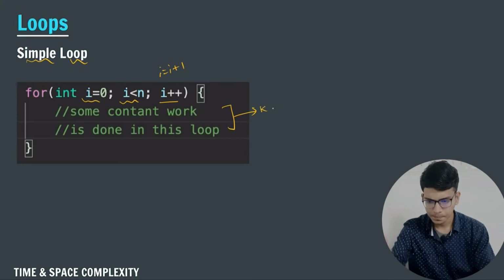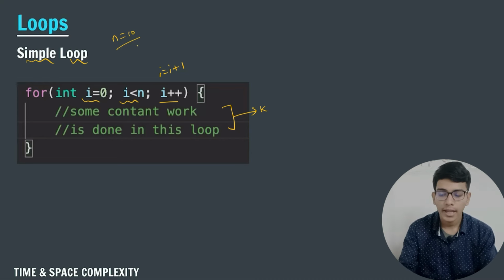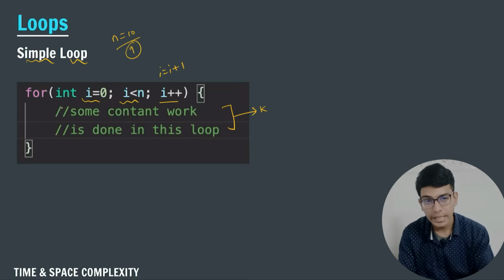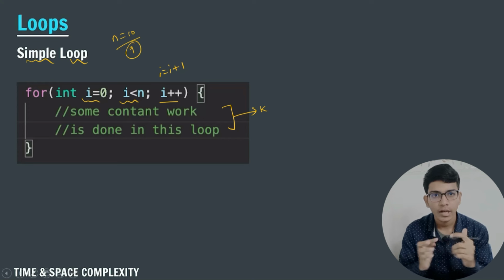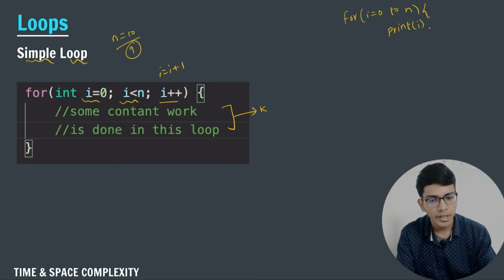Here let us consider that n equals 10. When n equals 10, our iteration will start from 0 and go up to 9, so our loop will run 10 times. Let us consider an example where we start our for loop from i equals 0 up to n, and I am doing a single operation, that is, printing the value of i. Here I am performing a single operation, and a single operation is constant work.